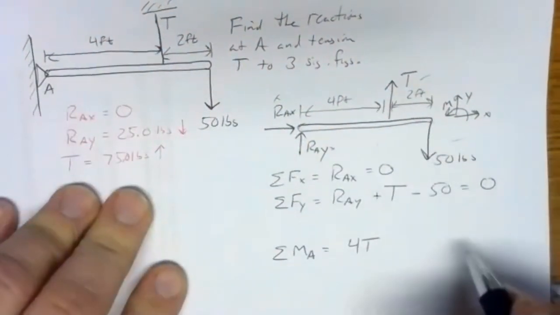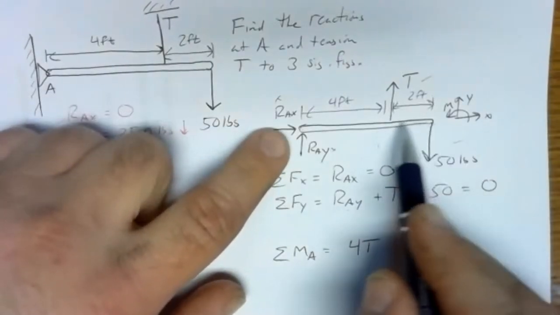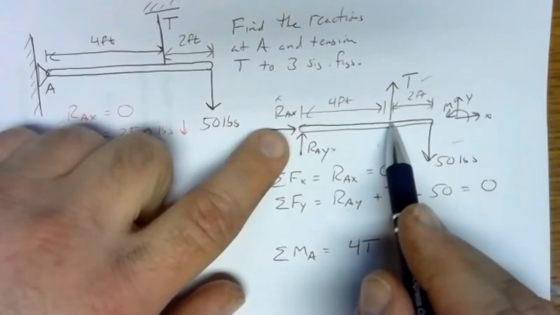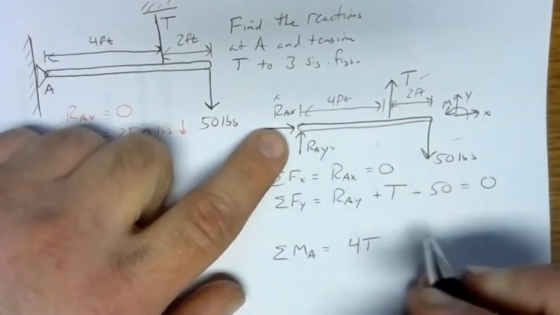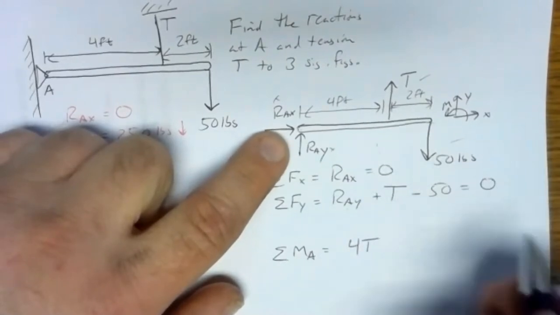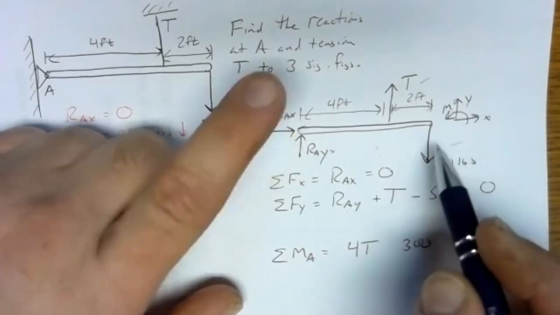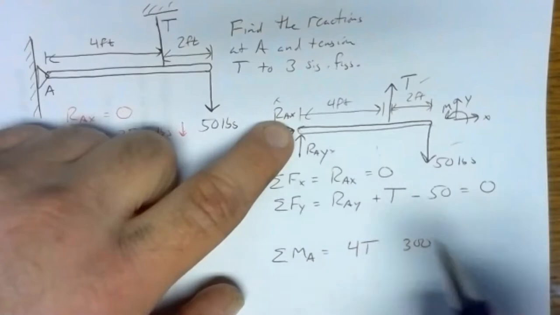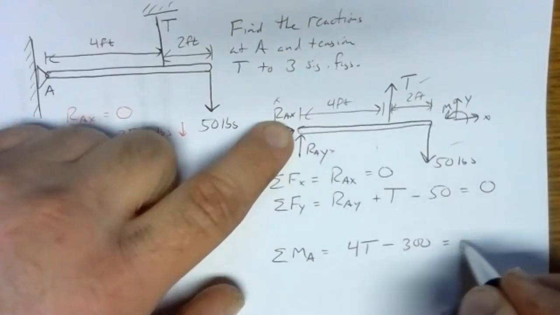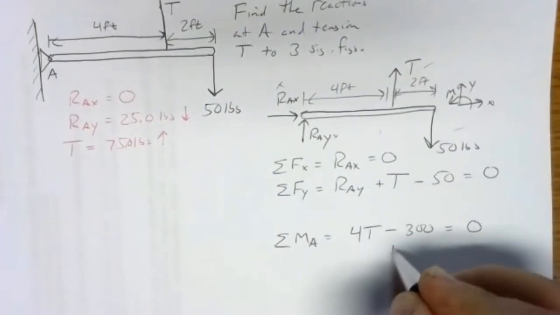And then we've got 50 pounds, 6 feet away. Don't mistakenly use that 2 feet unless you picked the pivot point at T, at where the rope is attached. So it's 6 feet away, 50 pounds, so that's 300 foot-pounds. Pinned at A, pulling down at the end of the beam would cause a clockwise rotation, so that's negative. So we have 4T minus 300, and we can solve that pretty readily.